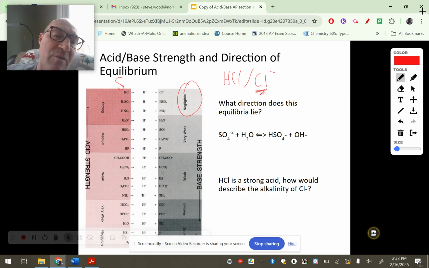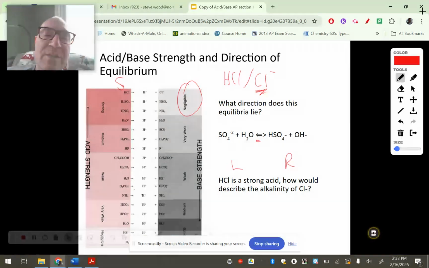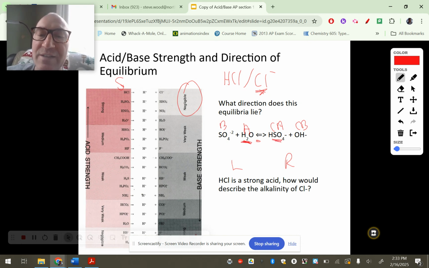As I get weaker, the strength of the conjugate base becomes stronger. To figure out which direction these lie, either to the right or the left, reactant favored or product favored, you have to compare the two things. Let's identify this. This is a base, and this would be a conjugate acid. And this is an acid, and this is its conjugate base. So I'm going to compare which is stronger, water as an acid, or the hydrogen sulfate ion as an acid.